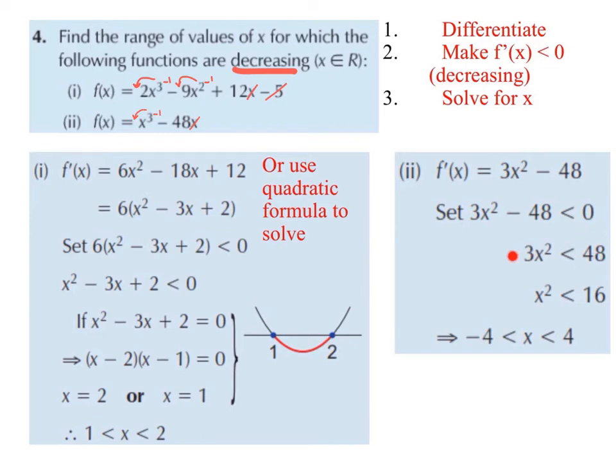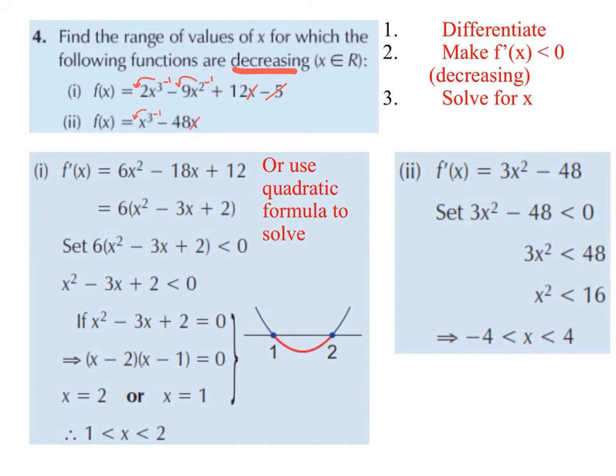We divide across by 3 to get the x squared on its own. 48 divided by 3 is going to be 16. And if x squared is going to be less than 16, then we just want obviously values of x. So the square root of 16 is going to be plus or minus 4. So the x values greater than minus 4 and less than positive 4. These are the points on our graph at which our function is decreasing.